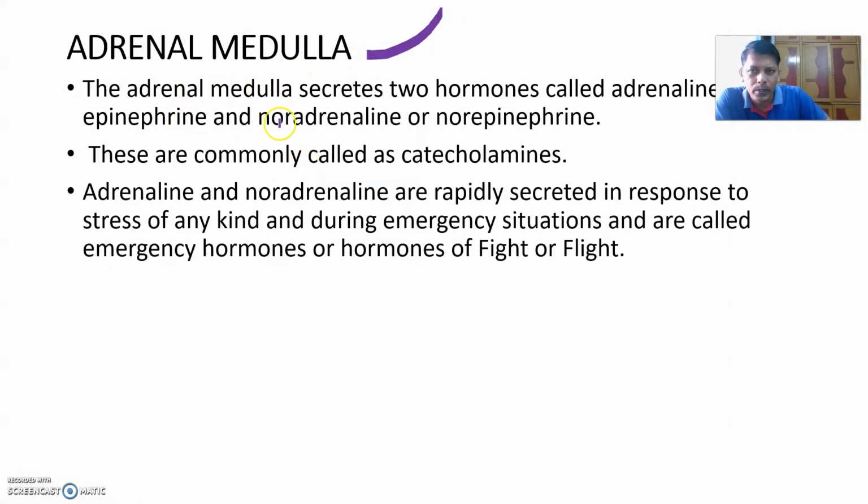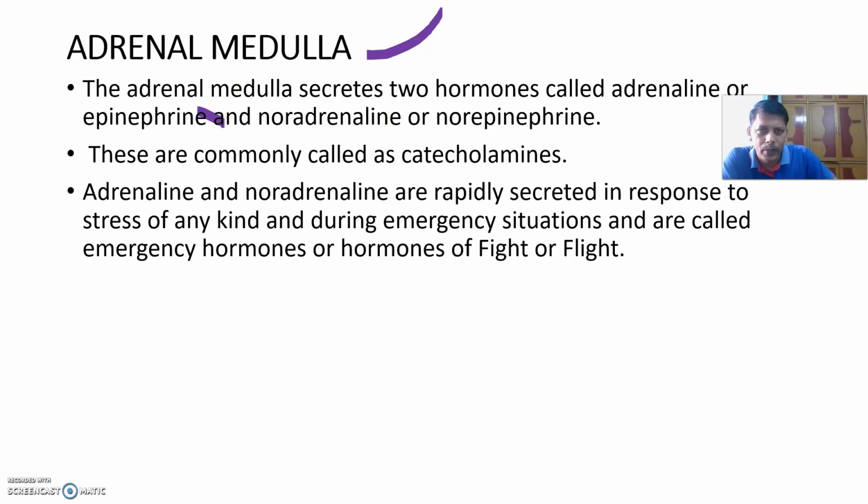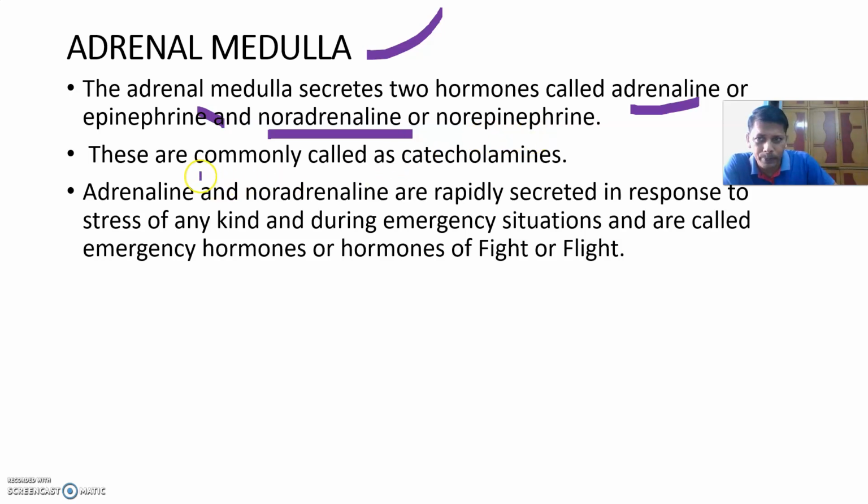Adrenal medulla. This is what is given in the NCERT book. The adrenal medulla secretes two hormones called adrenaline or epinephrine and noradrenaline or norepinephrine. These two are commonly called catecholamines. And adrenaline and noradrenaline are rapidly secreted in response to stress of any kind during emergency situations. These are called emergency hormones.